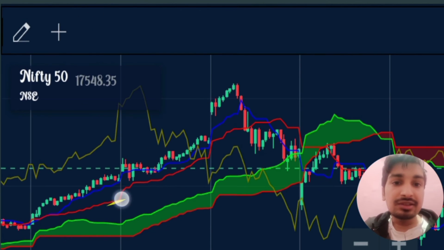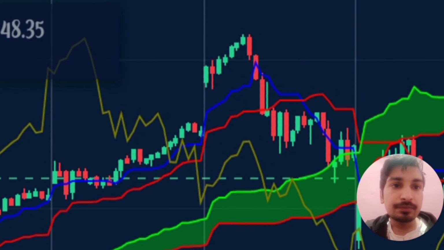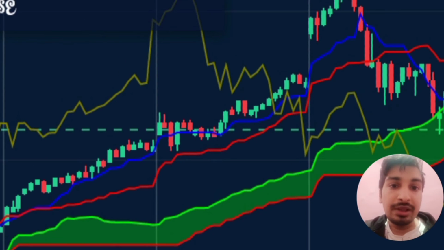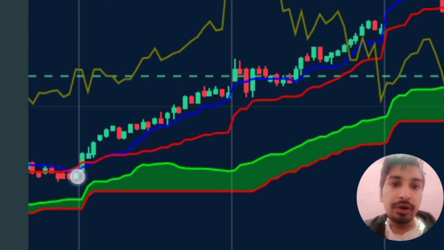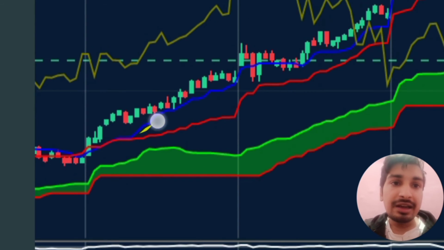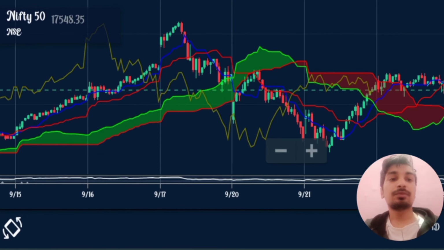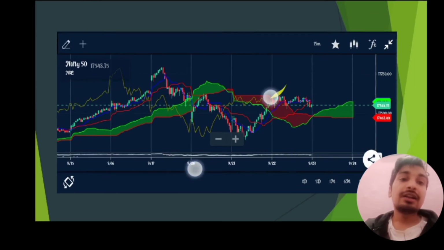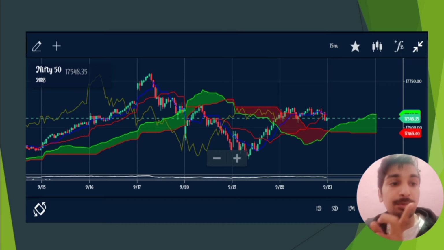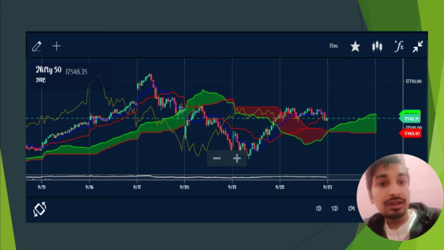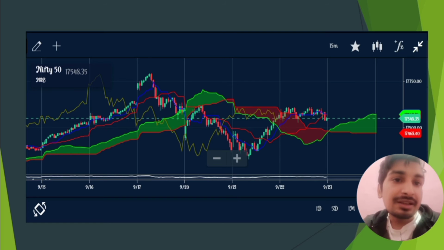Let me show you. When the blue line breaks the red line upward, the market became bullish. So whenever you want to make the buying decision, you have to look at the blue line breaking the red line. When the blue line breaks the red line upward, the company is expected to go up. And here the blue line has broken the red line downward, so the market became bearish. It kept falling down. So this is what is called the Ichimoku cloud.